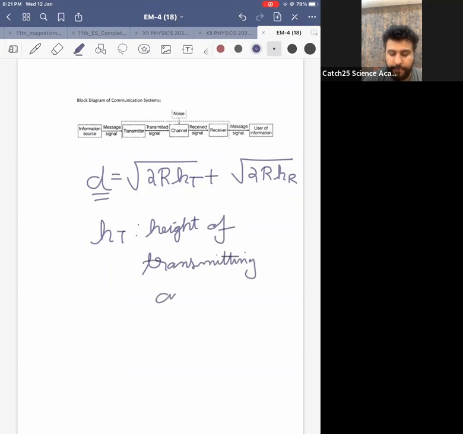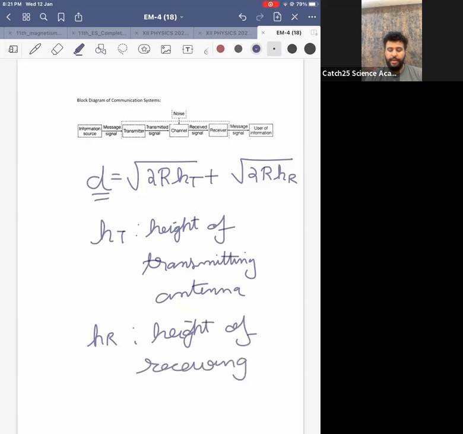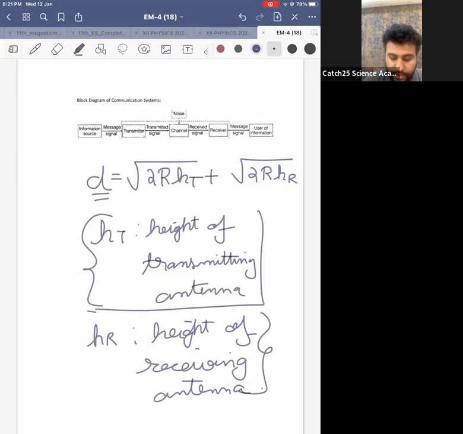where HT is height of transmitting antenna and HR is the height of receiving antenna. Make a note. HT is the height of transmitting antenna and HR is the height of receiving antenna.